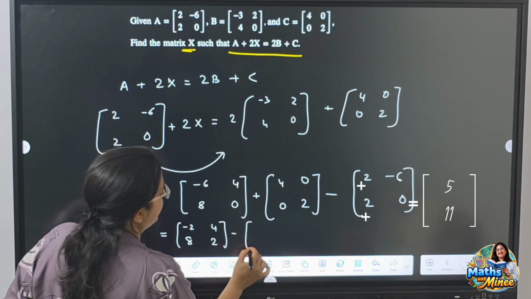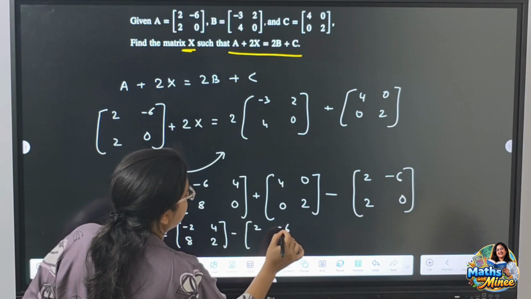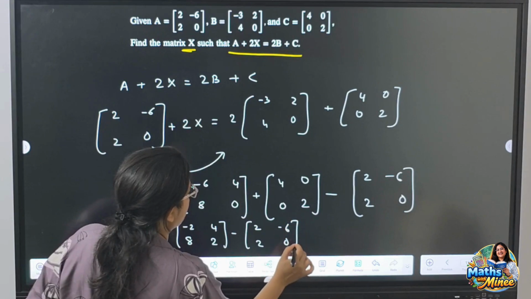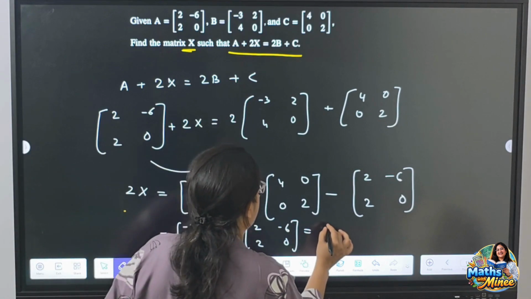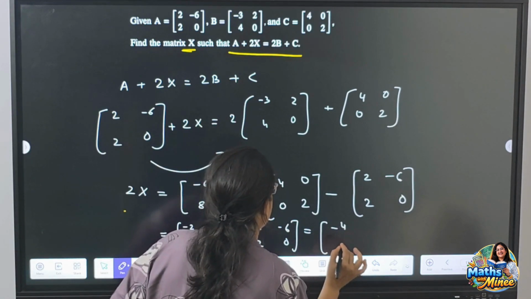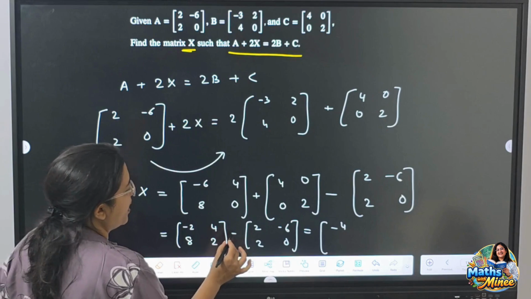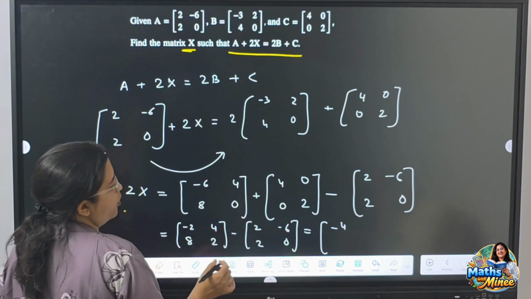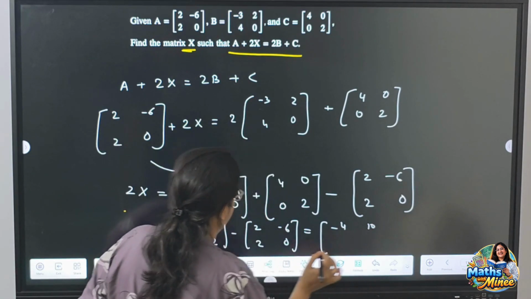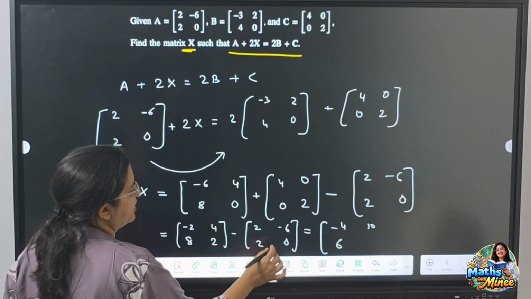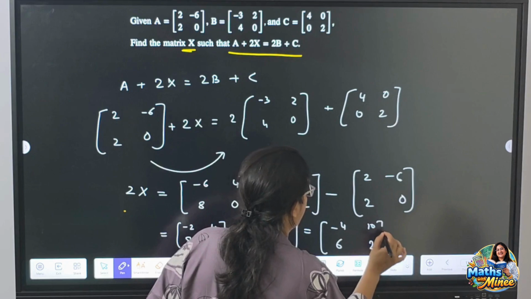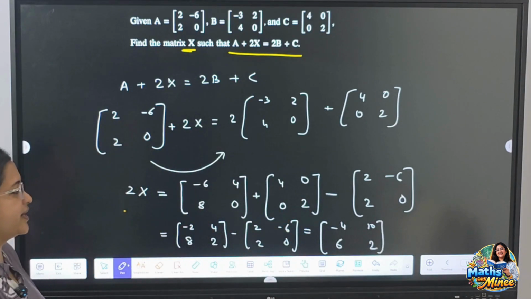Now we have to subtract 2 minus 6 to 0. So here you are going to get negative 2, which will be equal to negative 4. 4 minus minus plus, so 4 plus 6, that will be 10. 8 minus 2, 6. 2 minus 0 will be 2. Okay, so this is our final answer.